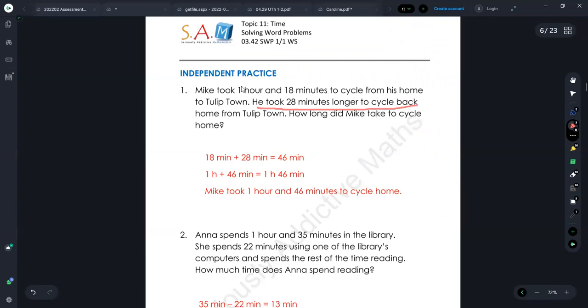Some kids would just add 1 hour and 18 minutes to 28 minutes. But let's not forget that this is longer, right? So if you draw a bar model, how much time did it take to cycle back? You need to add 1 hour, 18 minutes to 28 minutes first. Okay, then you add both together. Oh, sorry, the question is only asking cycle home, right? So this is clear.